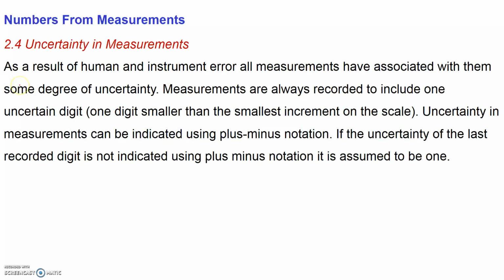Okay, so we get uncertainty in measurements due to human error and instrument error. These are not mistakes, these are physical limitations of humans and our instruments. To make it clear how good our measuring device is, we always include one estimated digit, but only one. The uncertainty in a measurement can be indicated using plus minus notation, but we have a little shorthand. If it's plus or minus 1 in the last digit, the estimated digit, then you can omit that and it'll be assumed that the uncertainty is plus or minus 1 in the estimated digit.